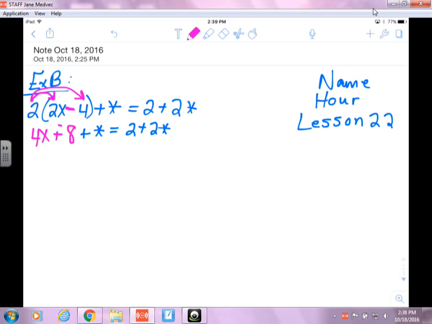Let's take care of our numbers first. What do you guys want to do? Plus eight. Yes, let's add 8. Please follow along. There's a couple of you going way ahead, and then you do it wrong, and then you get mad at me because you're not paying attention. So let's make sure we pay attention. These cancel. So I end up with 4x plus star equals what? 10 plus 2 star. Okay?